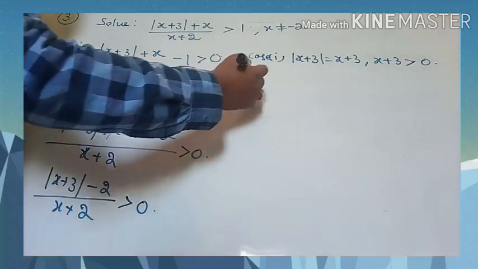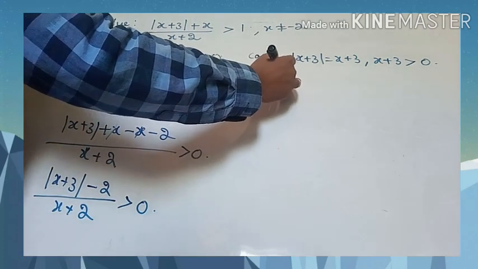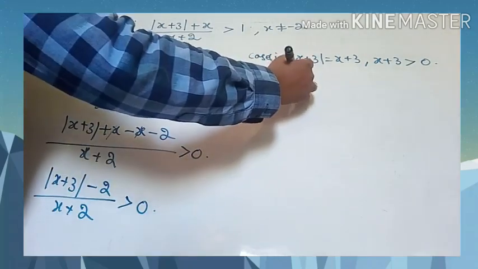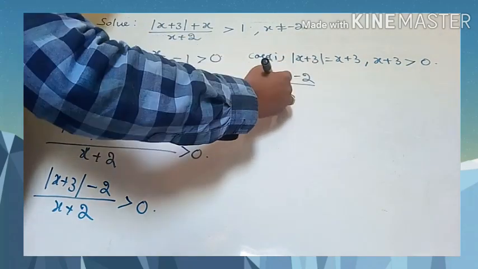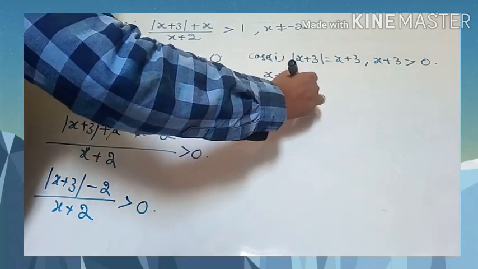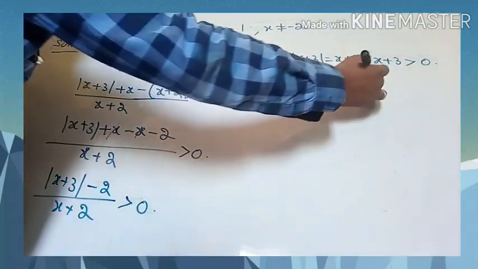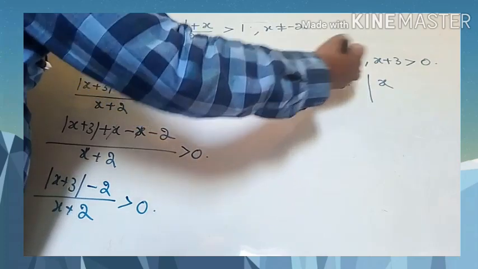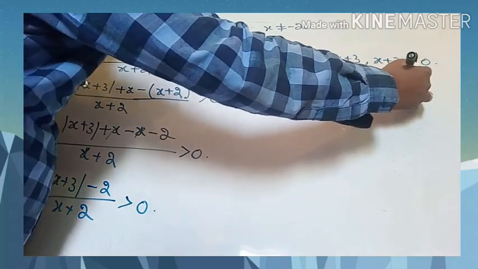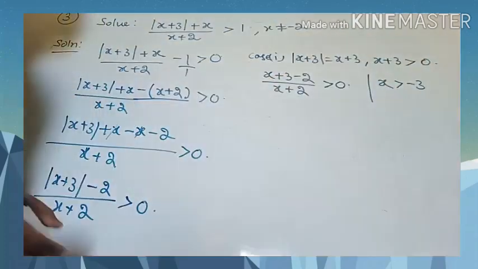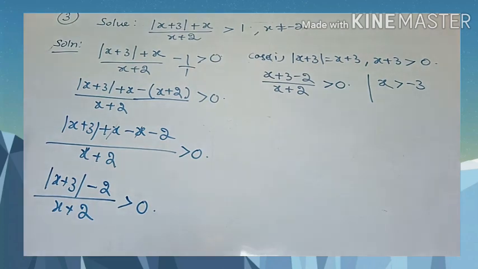In this case, our problem, modulus of x plus 3 becomes x plus 3, minus 2 by x plus 2 is greater than 0, like this. And also one important thing, my dear students: when x plus 3 is positive, x should be greater than minus 3, because x plus 3 greater than 0 means x is greater than minus 3. That is very, very important.